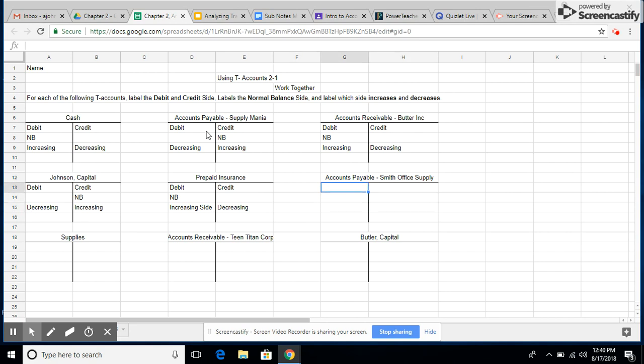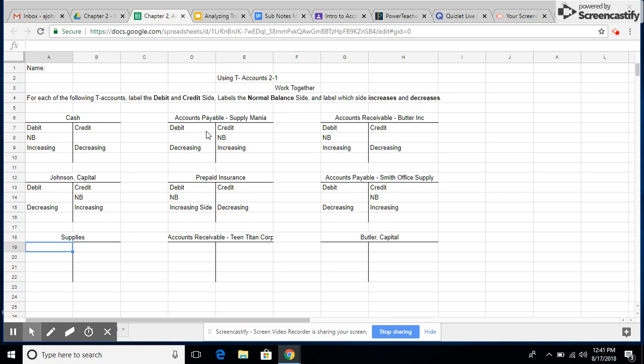Okay, the next one is accounts payable, Smith Office Supply. So the left side is the debit, the right side is the credit. Accounts payable is a liability. Liabilities have a normal balance on the credit side. Normal balance side is the increasing side. So for accounts payable, Smith Office Supply, the credit side will be our increasing, and the debit side will be our decreasing.